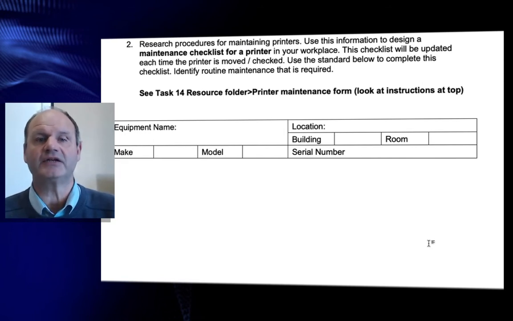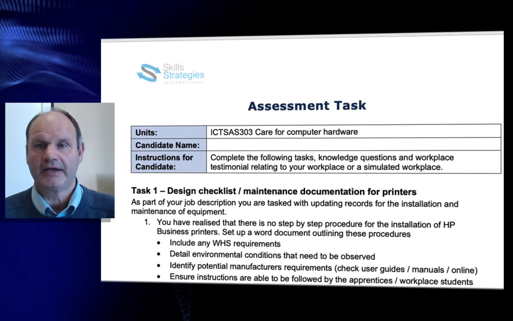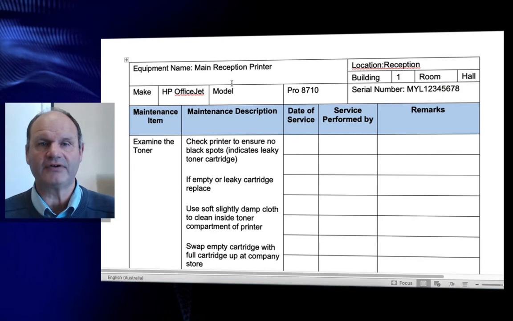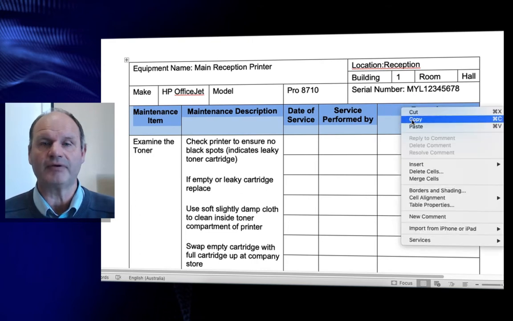So, in a nutshell, you are going to be starting with these 3 rows and you're going to be building on this table to create a checklist for a printer. So let's look at an example. Here we can see what was given to us and what has been built from this. So we can see we have maintenance items, description, date of service, service performed by, and remarks.